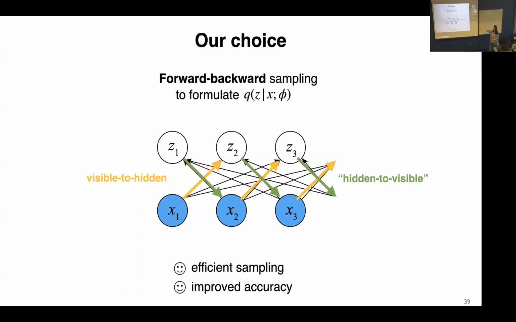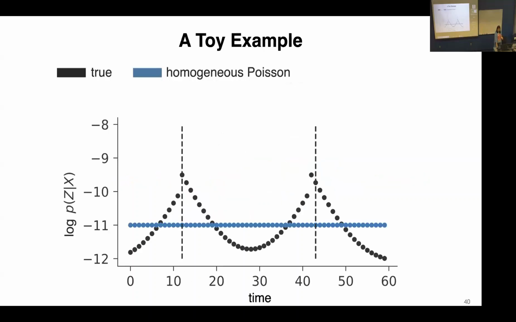And we argue that it's still efficient in sampling because the Z are parallel to each other, but the accuracy is improved by introducing the backward information. So here are just two examples to show why that's the case. This is the x-axis, which is time. The y-axis is the log of the posterior.